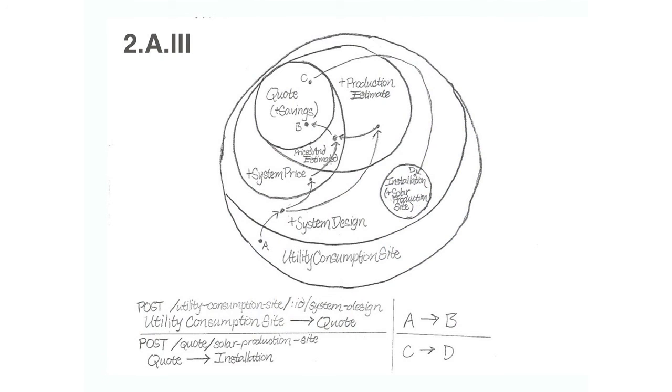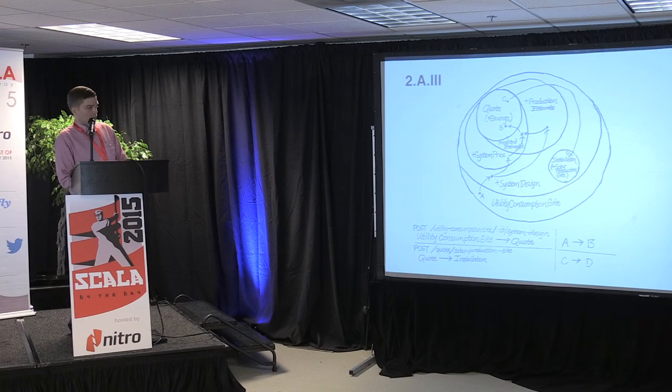These are a set of overlapping categories, and I hope that you can actually see that a little bit. Everything is a utility consumption site. Some of those have system designs, some have system prices, some have production estimates, and when they're priced and estimated and have the savings calculation completed, they're quotes. And so the API can mirror this structure, and when we interact with certain endpoints, we are taking a journey through this buildup of values.